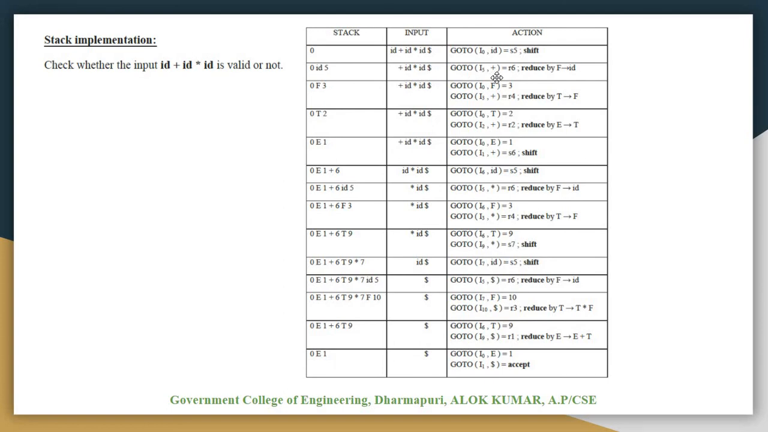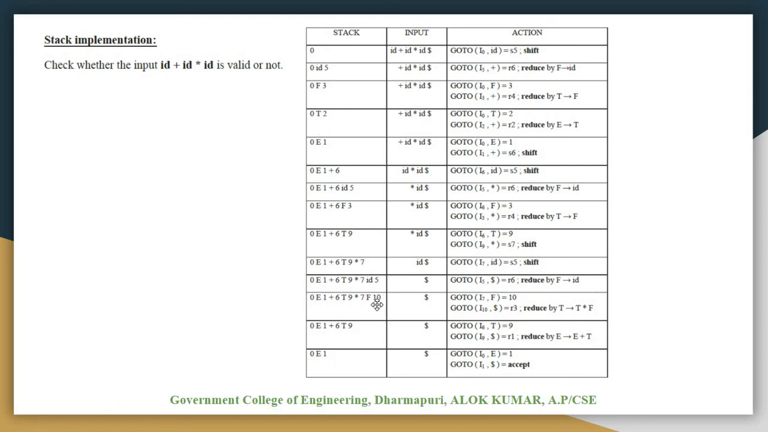After that, what we are going to do: I5, and we will see at plus. Here R6 is there, so we will reduce F over id. Here id will be replaced by F. Then F plus, when we see at that time, that is S3, so that 3 will come. Because of that we have done this. After that we will check I3 with plus. Here reduction R4 is there, so we are reducing this F, replacing it by T.